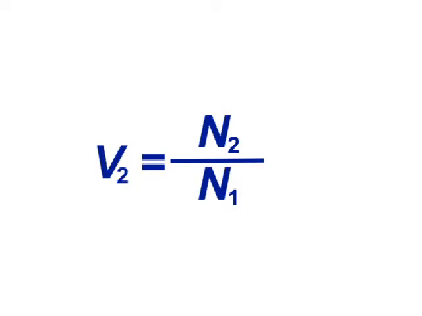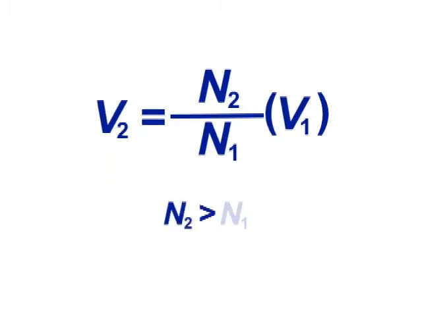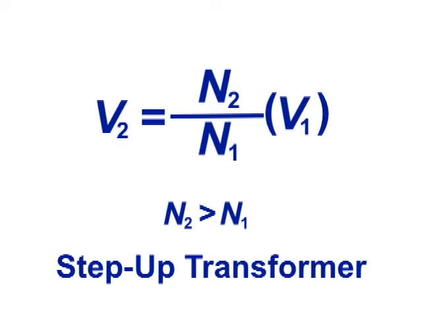So I get V2, the voltage on the secondary, is equal to the number of turns on the secondary divided by the number of turns on the primary, so N2 over N1, times V1. So if I have a transformer that has a lot more turns of wire on the secondary than it does on the primary, if N2 is bigger than N1, that's called a step-up transformer. That makes the voltage bigger.